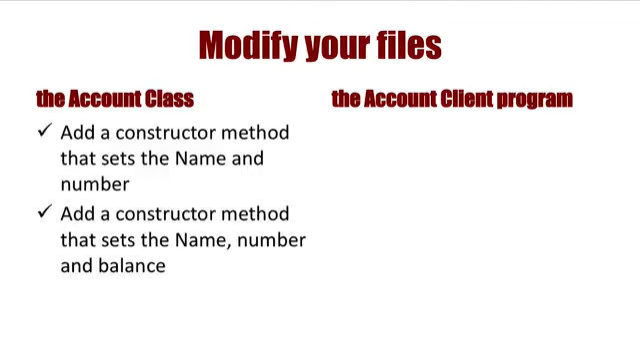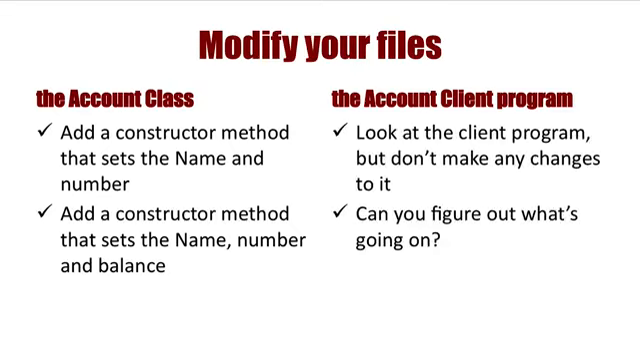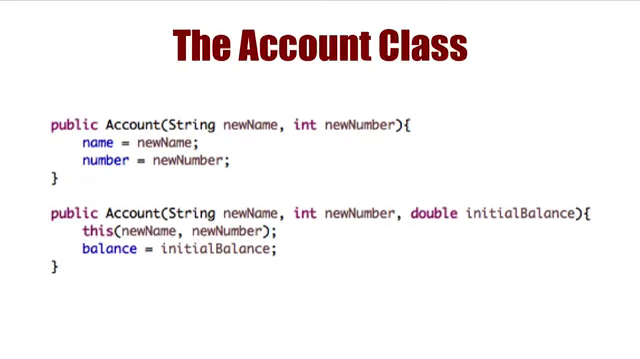Pause this lesson and add two new constructors to the account class file. One that sets just the name and number field, and another that sets all three fields. Each will use their input parameter lists as the source for the data. Once they are written, take a look at your account client program. Can you figure out what's going on here?